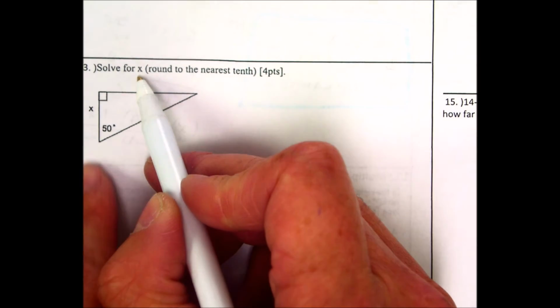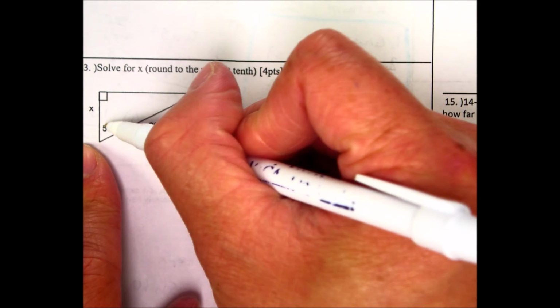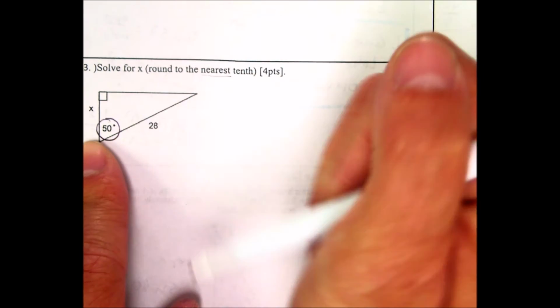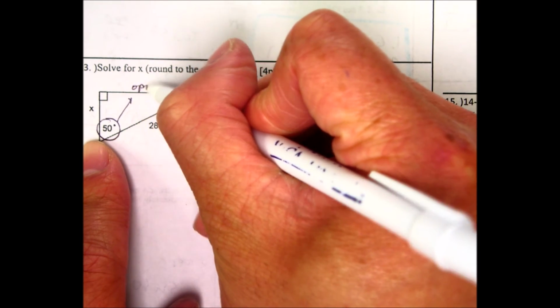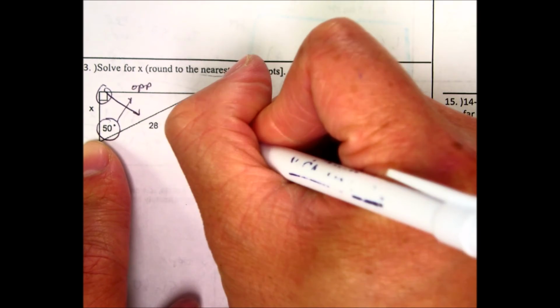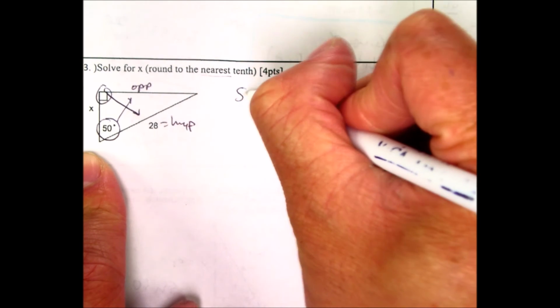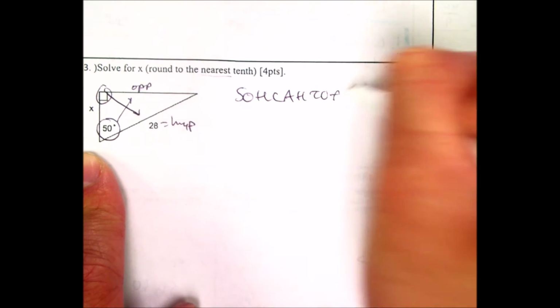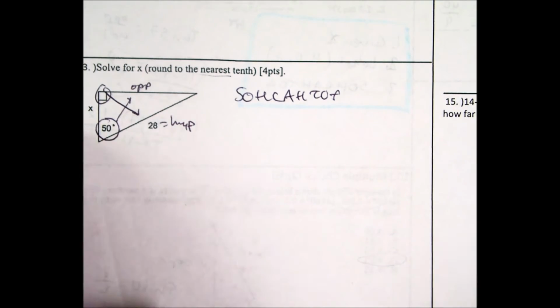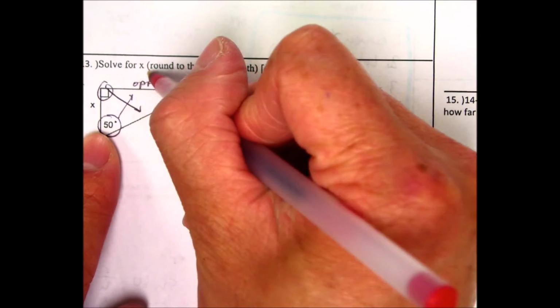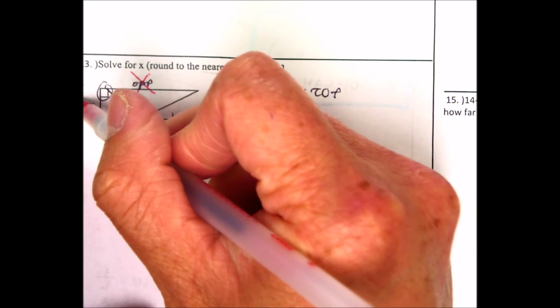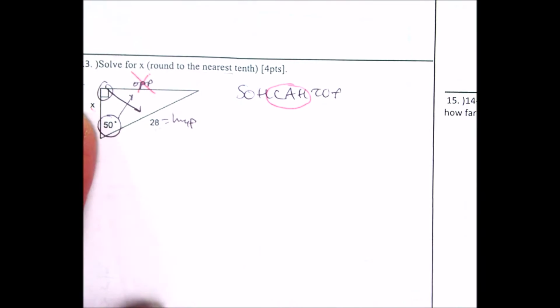Question number 13. Solve for x. Round to the nearest 10th. So here's my starting point. Or give an angle. Here's your opposite. This is your hypotenuse. Therefore, this is the adjacent. So if you need to pick a trig ratio, I'm going to have to cancel one of these. So I don't need the opposite because there's no number next to it or variable. So adjacent and hypotenuse gives me cosine.